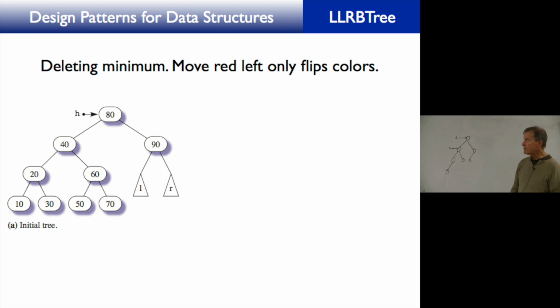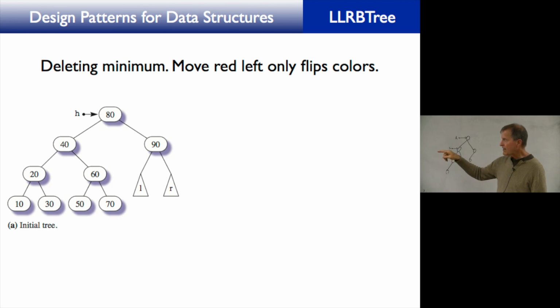We are going to delete the minimum, and I have set up this tree so that there's no red links to start with. Okay, so the only thing that the move red left is going to do is flip the colors. All right? So let's take a look. First of all, can we verify that it is a search tree? 80, 40, 90, less than 40, 20, 60. Can you verify that's a search tree? Okay. And do you see that there's no red links there at all?